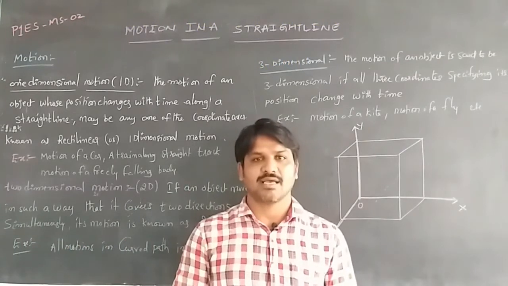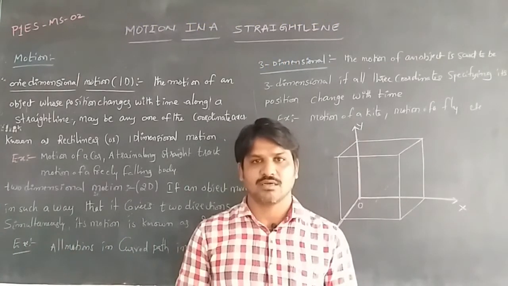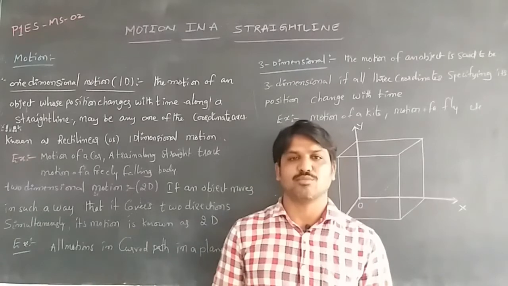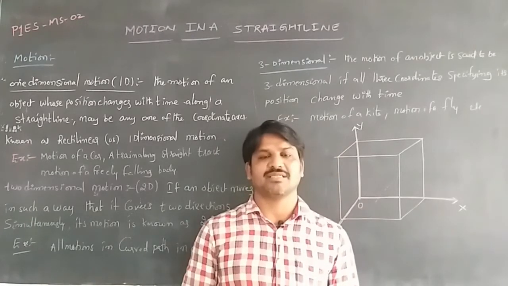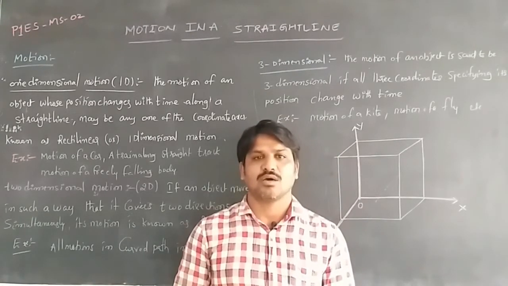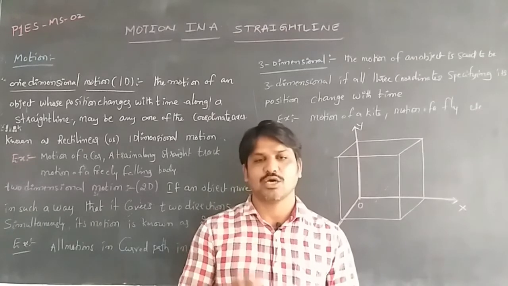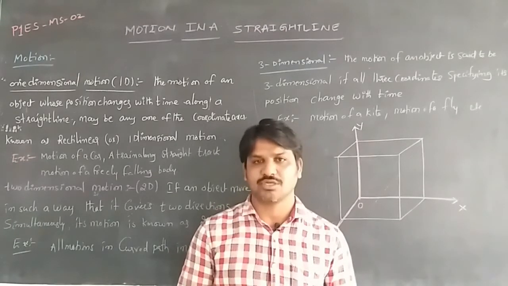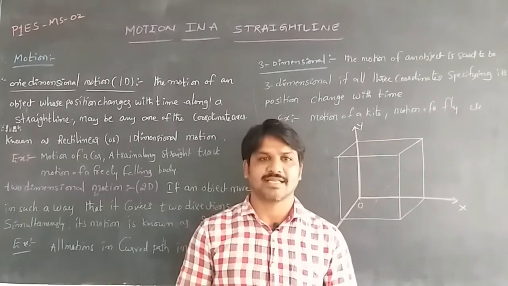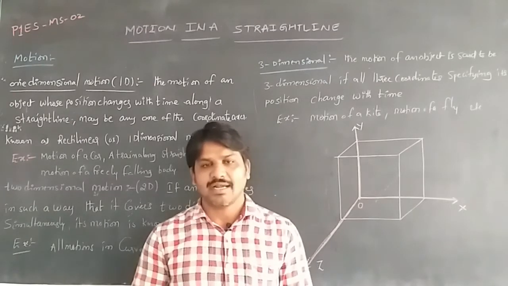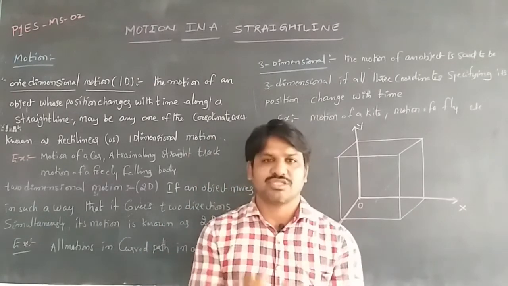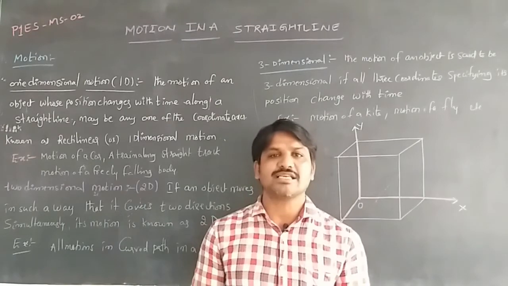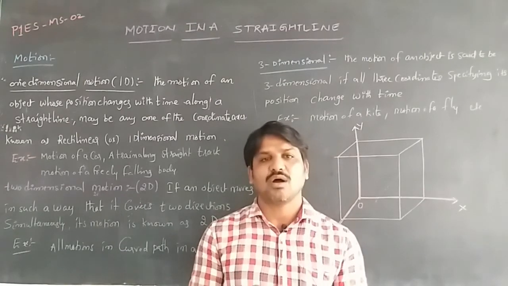In the earlier class, we discussed what rest and motion are, and the types of motion: rectilinear or translatory motion, rotatory or circular motion, as well as oscillatory motion. And also, if the body is moving along a straight line, then what is the motion?